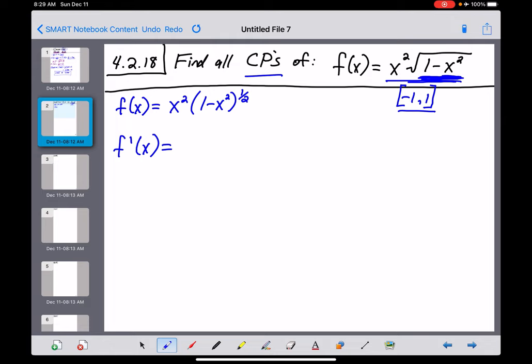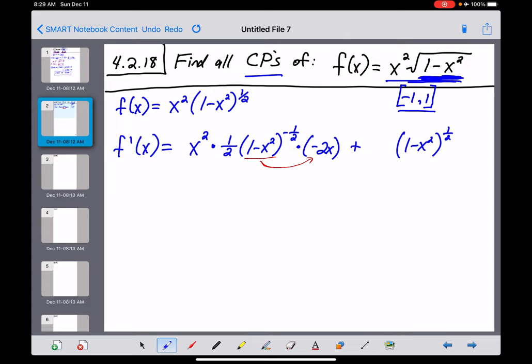So here we go now, guys, derivative. First factor is just x squared times the derivative of the second. That's more complicated. 1/2 times the same base, 1 minus x squared to the negative 1/2 power, times the derivative within, which is going to be a negative 2x. So there's our chain rule right there coming into play. So that's first times derivative of the second, plus the second factor, 1 minus x squared to the 1/2, multiplied by the derivative of the first, which is going to be a 2x, and I'll put that out in front.